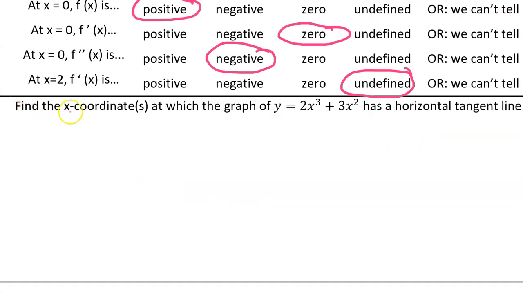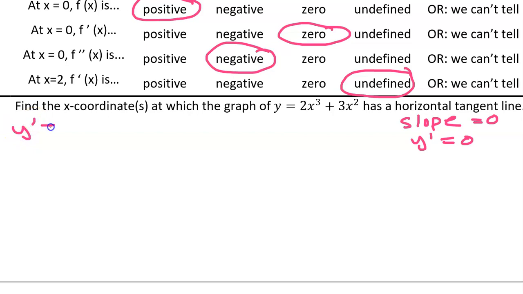This is number 6. Find the x-coordinates at which the graph of y equals 2x cubed plus 3x squared has a horizontal tangent line. A horizontal tangent line means that the slope is equal to 0. If the slope equals 0, that means that the derivative, y prime, is equal to 0. So we need to find the derivative and then set it equal to 0.